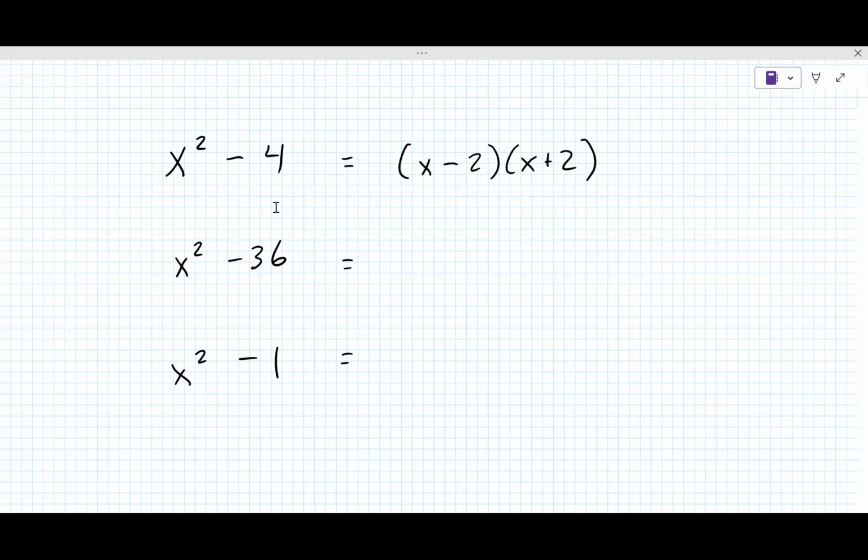How about the next one here? Okay, it would be x. Wait, hold on. 36. Wait, hold on. The square root of 36. You're welcome to use a calculator. I'm not anti-calculator. Okay, good, because I actually forgot it real quick.